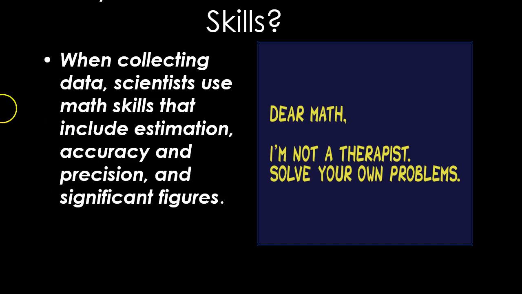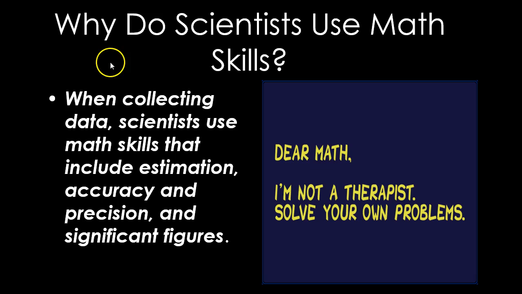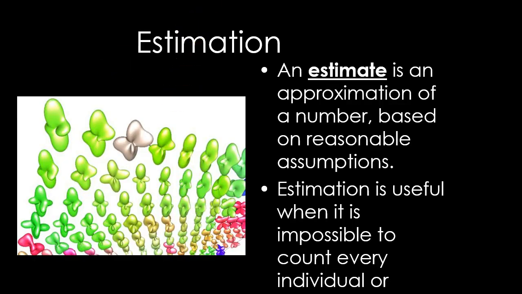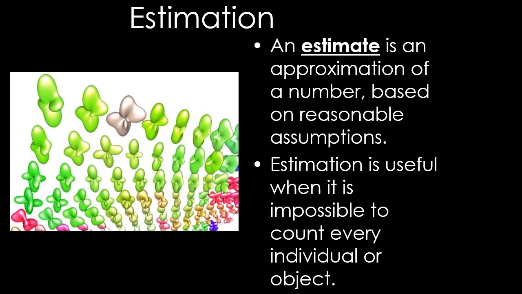Easy. Alright, so let's talk about some of the skills that I expect that you already know or that you should be using in here. The first one is estimation. So pretty easy. We're going to use estimation when we need to figure out how many things are in a group, and that group is just really too large for us to count. I'm not going to guess though. I'm going to section off my thing.